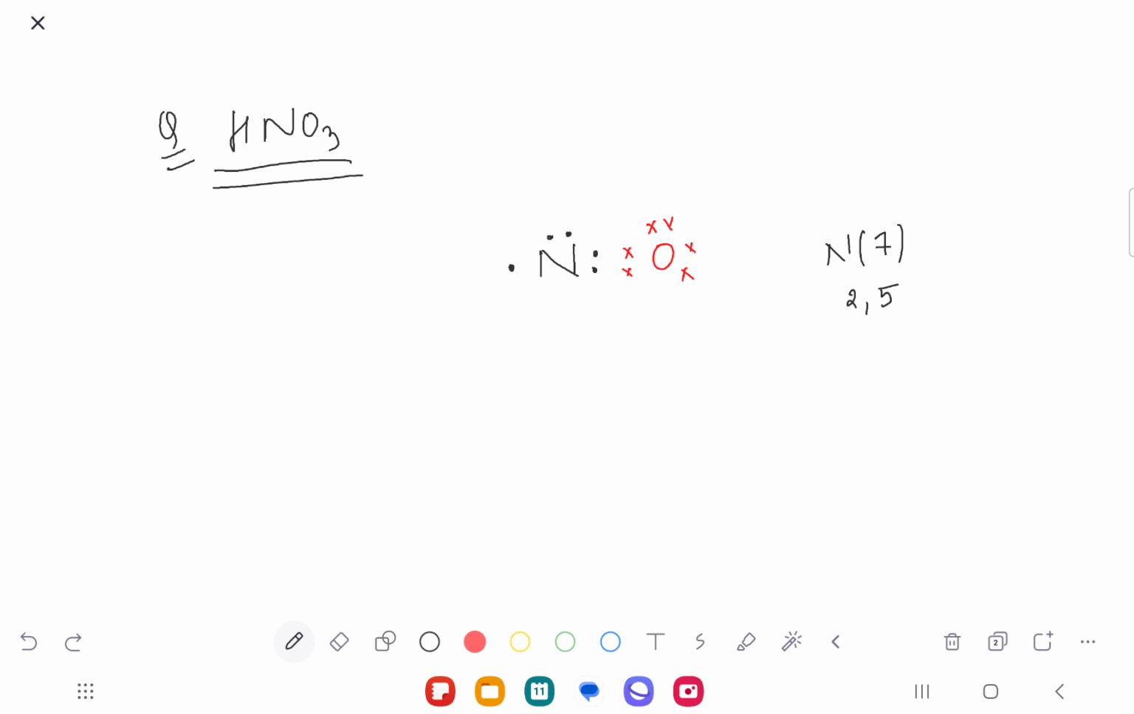Right, so it is this: 1, 2, 3, 4, 5, 6. This is going to form a double bond right here. And nitrogen, another oxygen here, so 1, 2, 3, 4, 5, 6. And we have H, so one H is completing its duplet here, and one oxygen is completing like this.